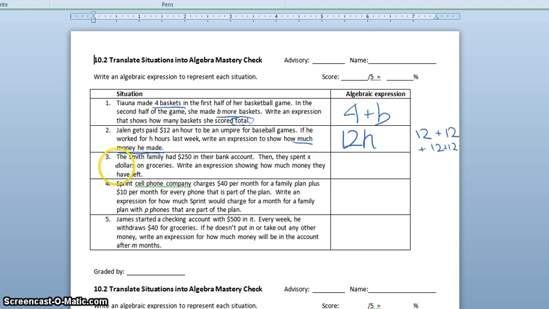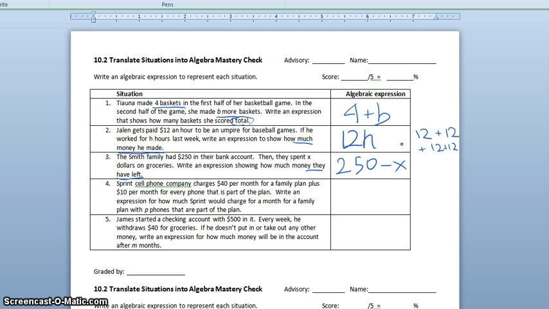Okay, number 3 says the Smith family had $250 in their bank account. Then they spent X dollars on groceries. Write an expression showing how much money they have left. So they start with an amount, they take some away, and we want to know what they have left. Well, that's just subtraction. They start with $250 and they subtract X for groceries.